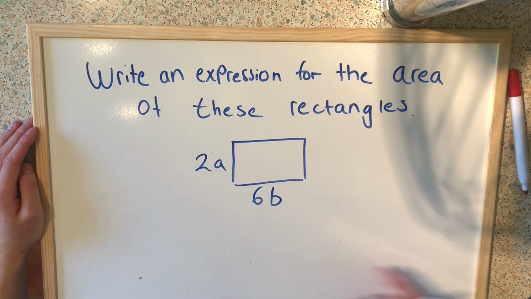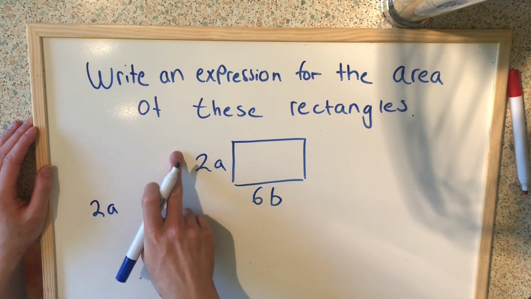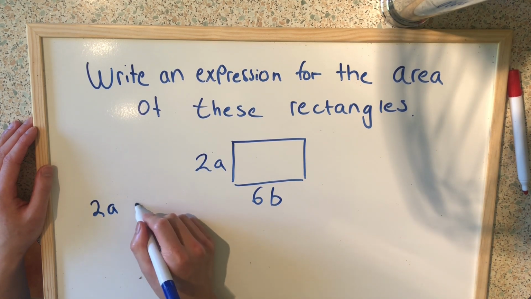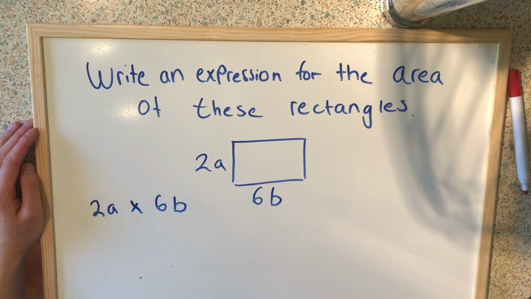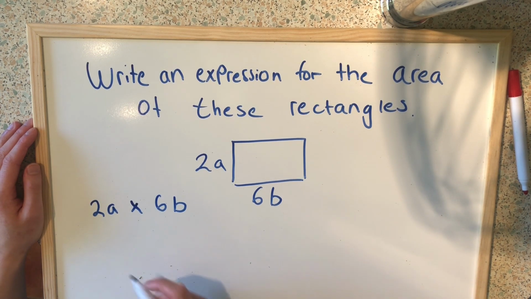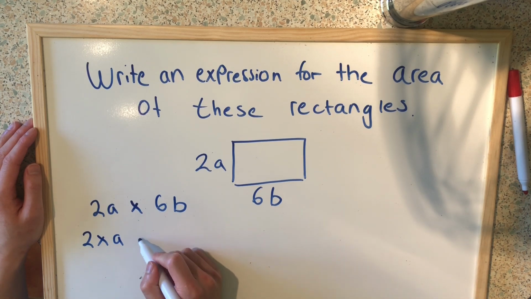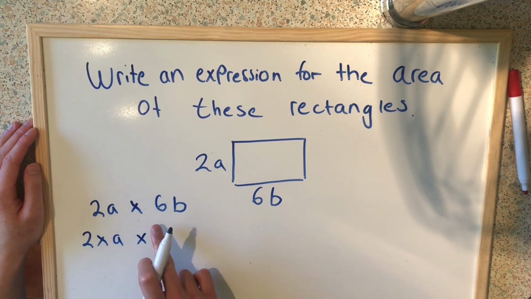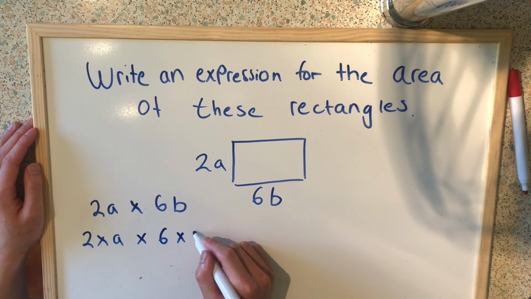So now we want the area of this rectangle. It's slightly harder, but again the area will be 2A times base, which is 6B. We can kind of write this in a different way. We can write 2A, well that's just saying 2 lots of A. So we can do 2 times A, that's 2 lots of A. Times is still there, and this is 6B, that's 6 lots of B. So you've got 6 times B.